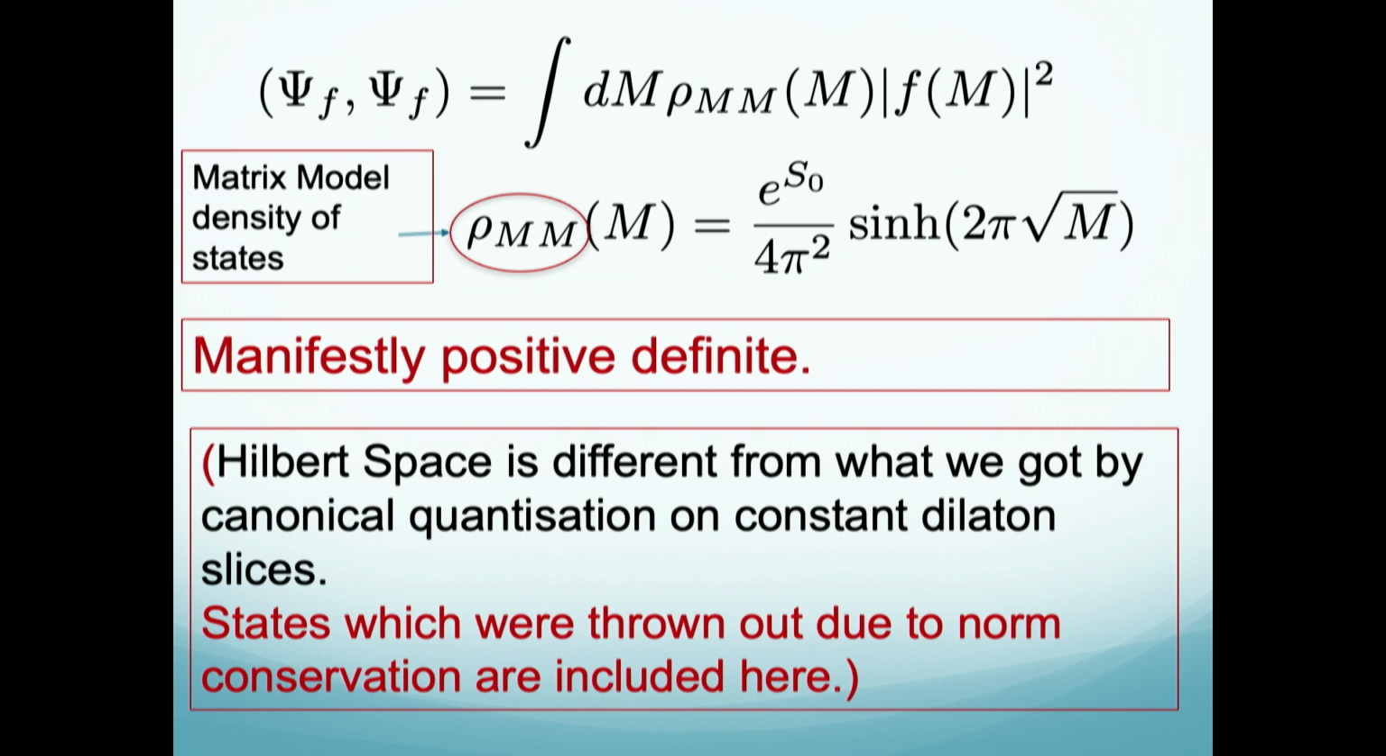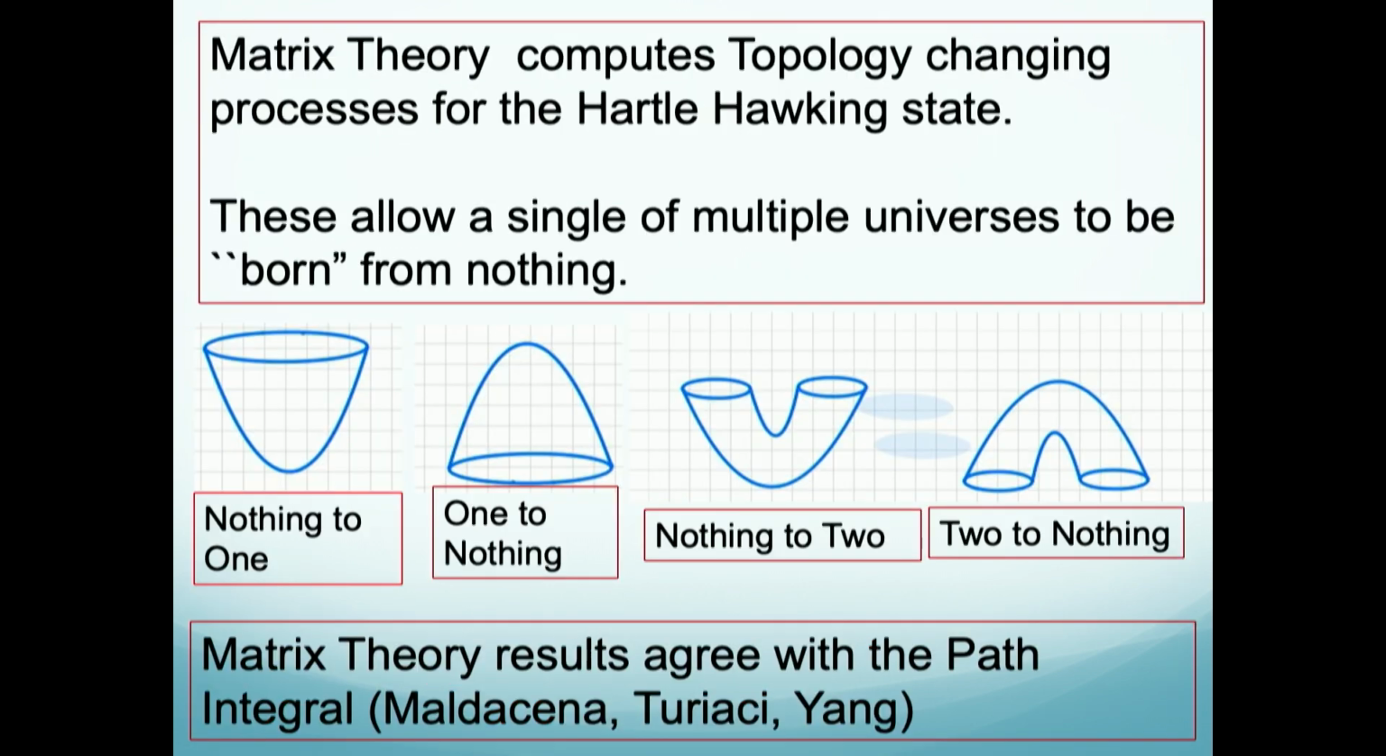So when you work it all out, this is the nature of the norm you get. It's different from the one I wrote earlier. It's positive definite. The other one was not. And also the states we threw out are in fact included here. And that might not be surprising because matrix theory actually allows for topology change.